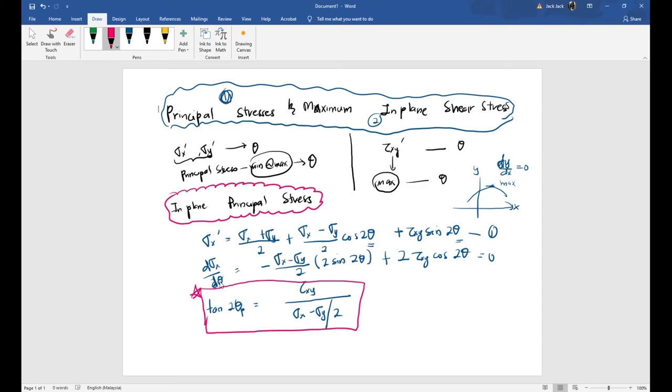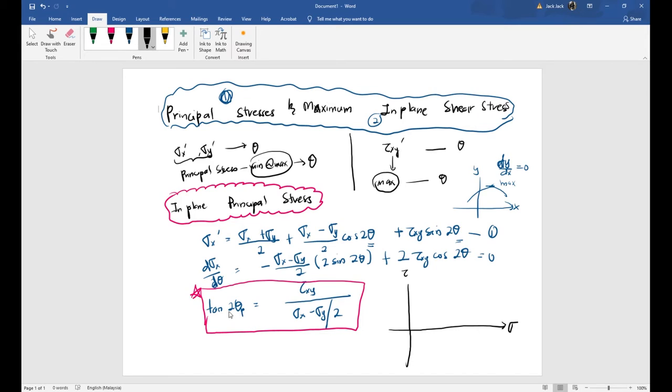Another method to memorize this equation is to draw a diagram. Let's draw a diagram for tangent 2 theta p. Let's define the x-axis, where x is our normal stress, and make sure y is our shear stress.